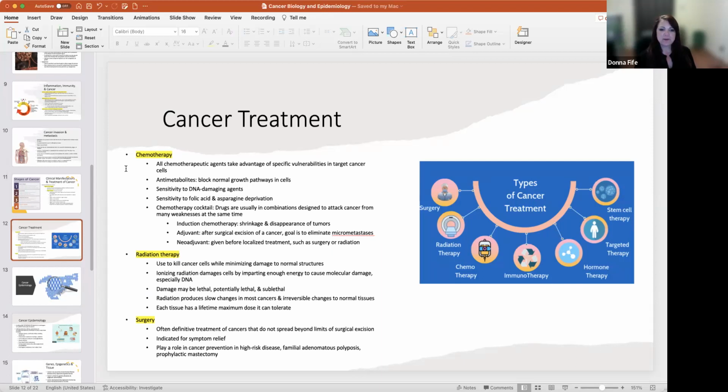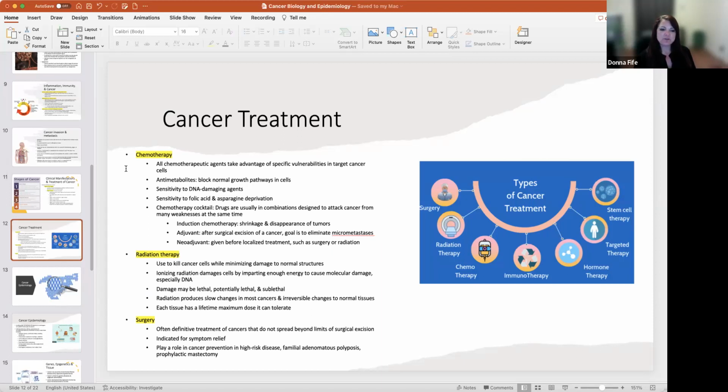Induction chemotherapy, there's shrinkage and disappearance of tumors. Adjuvant is done after surgical excision of a cancer, and the goal is to eliminate micrometastases. And neoadjuvant, which is given before localized treatment, such as surgery or radiation.